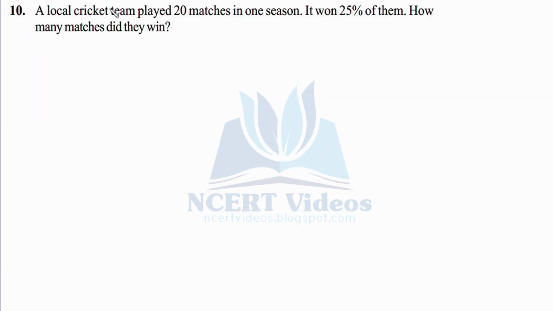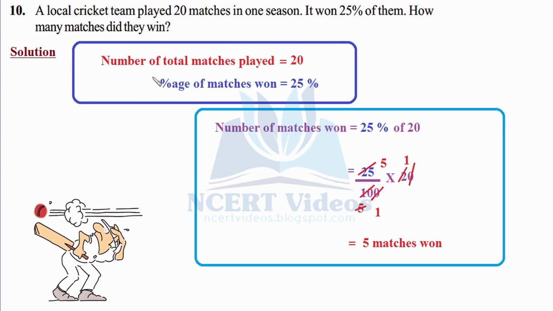Question 10. A local cricket team played 20 matches in one season. It won 25% of them. How many matches did they win? The total number of matches played equals 20, given to us. Now the team won 25% of the total matches. Writing the same, percentage of matches won is 25%. How many matches did they win?